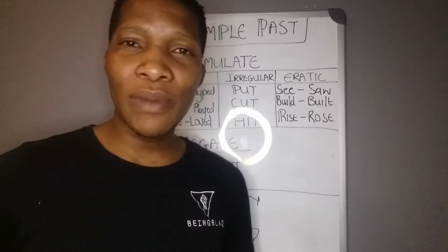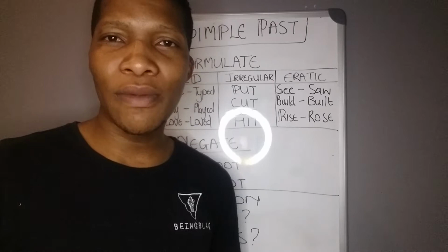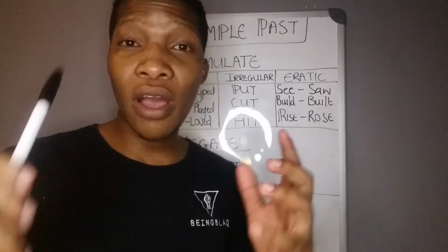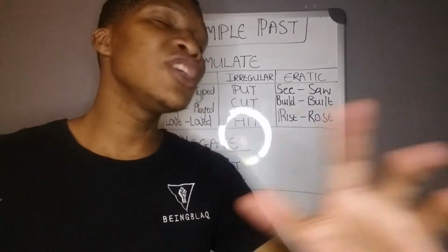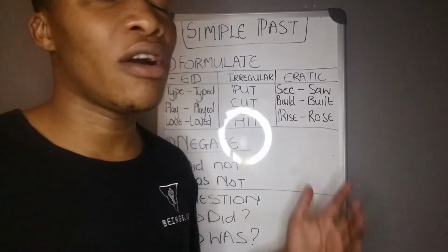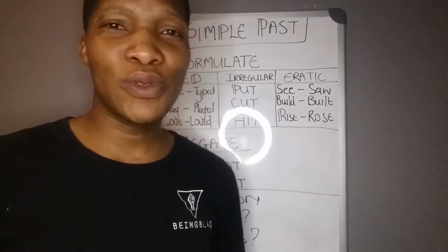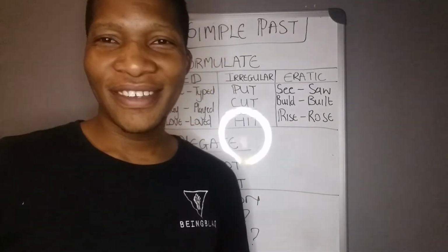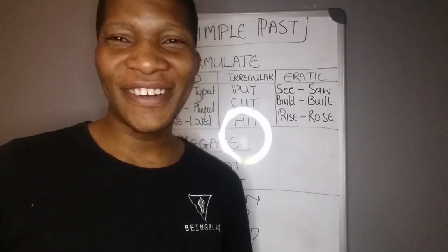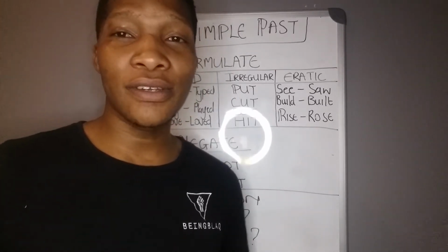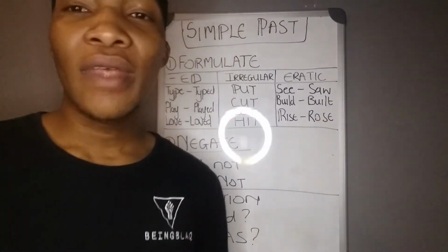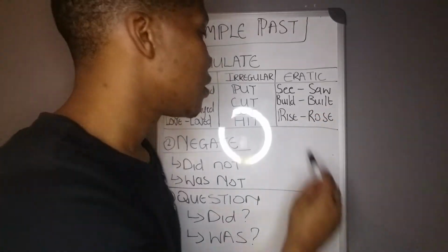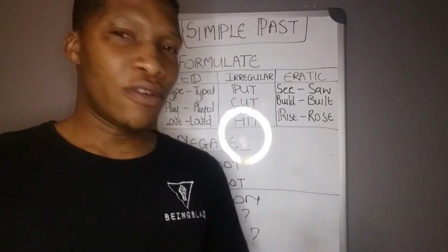Over time, I'm going to compile a list of them and make it available for download as a PDF so that you can have a list of all of them. But there are also other verbs which change completely, which I call erratic verbs. They change from see to saw. You don't say "I seed the sea yesterday." It doesn't stay the same. It changes to "I saw my mother yesterday." Build, built. You don't say builded. Rise, rose. You don't say rised.